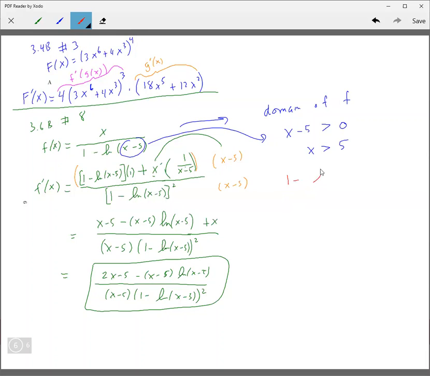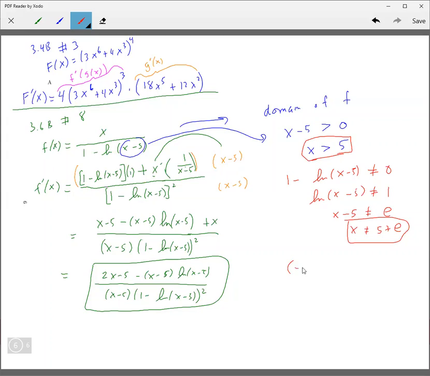Now the second part is you can't have a 0 in the denominator. So this can't be 0. Which means that basically if you take this 1 over here and multiply by -1, you can't have this being 1. And that's going to happen when x minus 5 is equal to e. Okay, so that can't happen. So x can't be 5 plus e, and it has to be greater than 5 here. So you need both of these conditions.